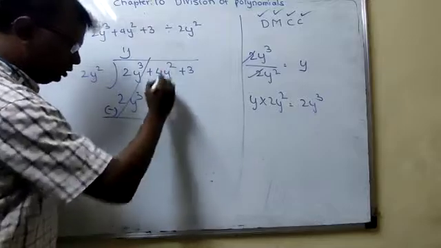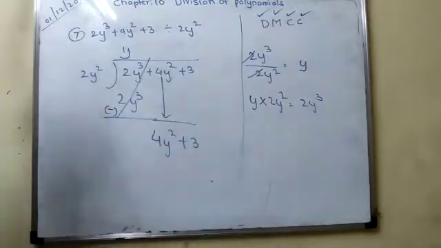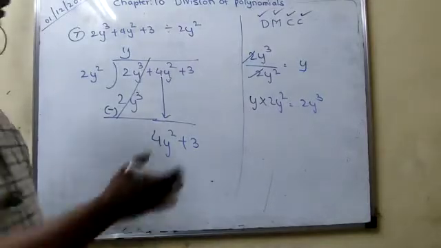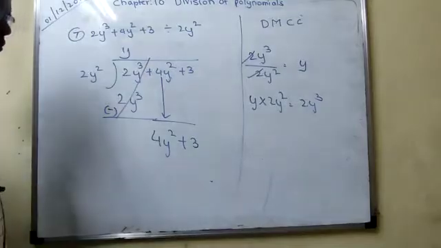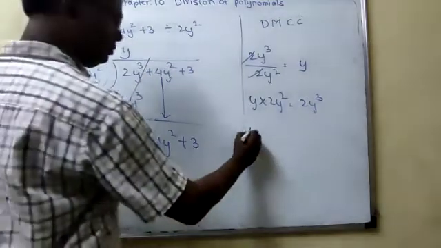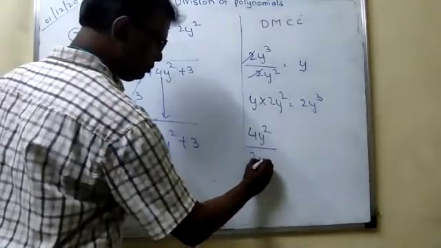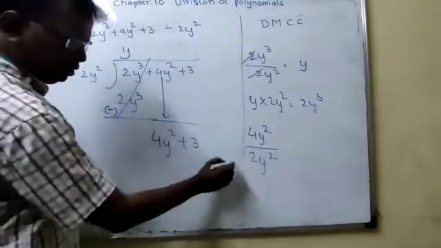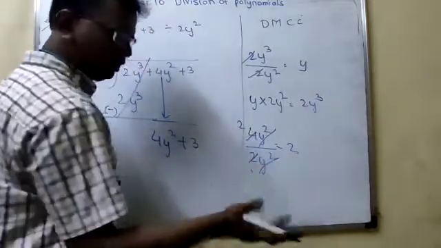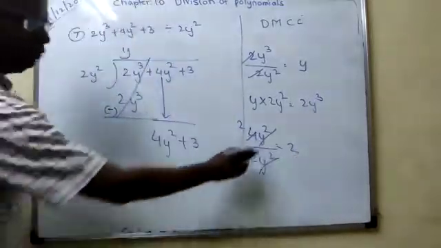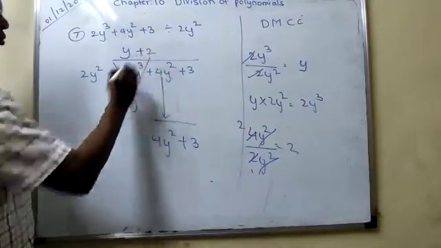Write the remaining terms: 4y square plus 3. Once again, the same rule we have to apply: divide, multiply, change of sign. What is the first term now? It is 4y square divided by 2y square. Divide it: 2 ones are 2, 2 twos are 4, so it is 2. Y square cancels, nothing remains. So the answer is 2. The sign is plus, so write plus 2.